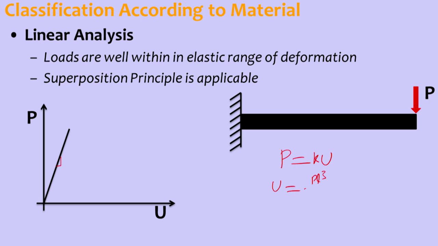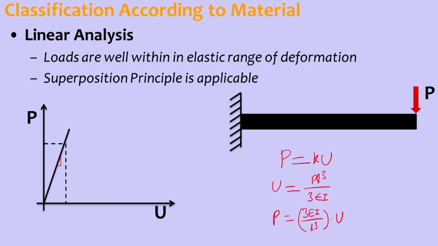PL cube by 3EI. So, if you want to write the same displacement relationship, the deflection relationship, in this form, then P is equal to 3EI by L cube into U. This is the relationship.